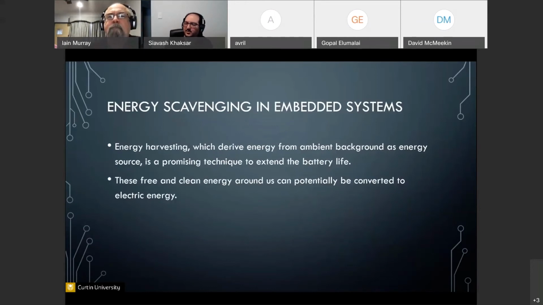Another topic I wanted to show you guys is energy scavenging. For all of these sensors and actuators and embedded devices that we can design, there are interesting ways of powering them by harvesting energy from the environment that they're set up in. So this free and clean energy around us can potentially be converted to electrical energy. That would save us time, save us cost, save us having to worry about power, and make the product more environment friendly.